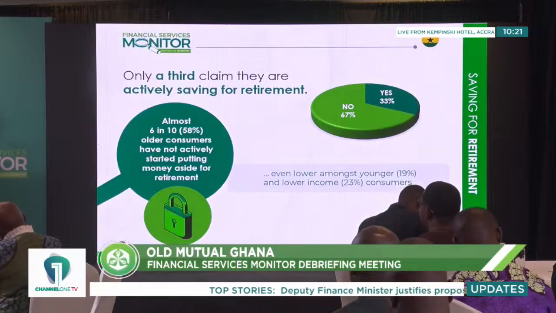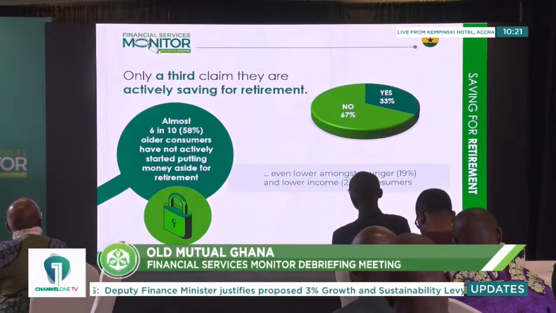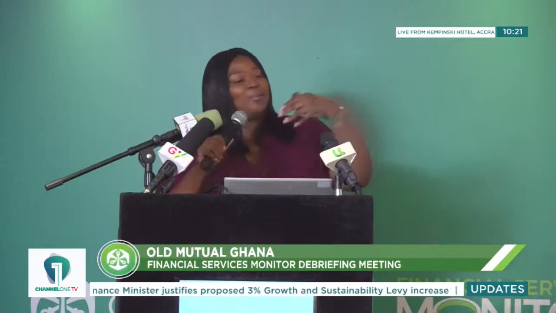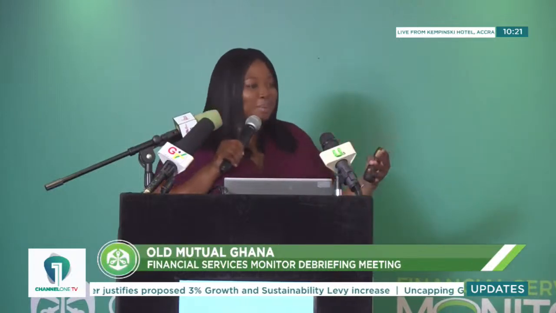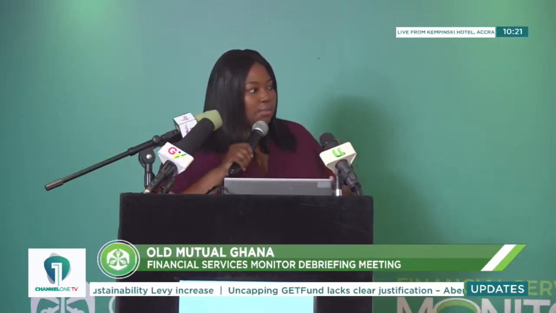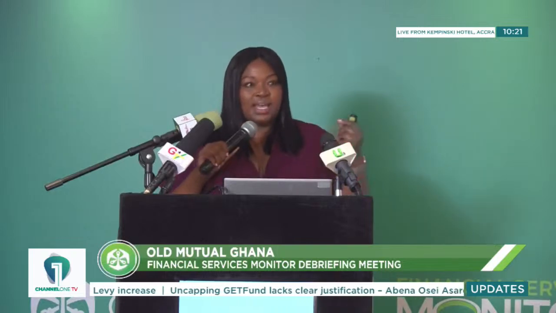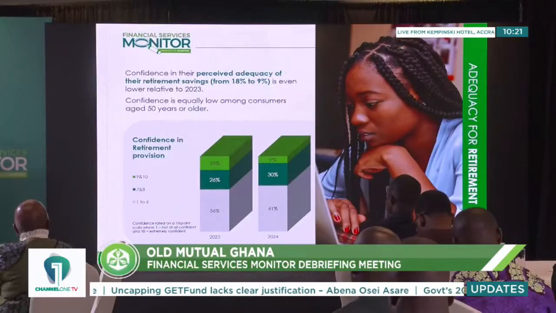Play back that number of people who are in the sandwich generation. These are the parents, family members, etc., that are now not saving for retirement and putting, you know, the younger people under pressure to have to support older and younger dependents. When it comes to their confidence in the adequacy of their retirement savings, this has actually dropped from 18% to 9%.